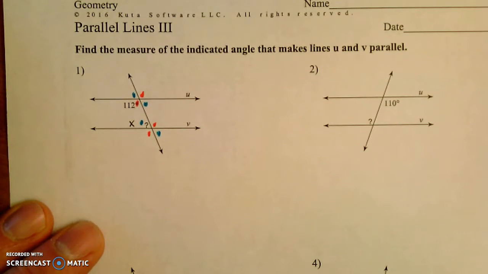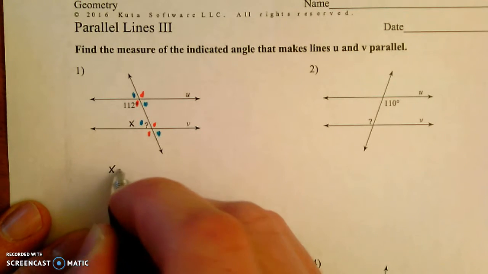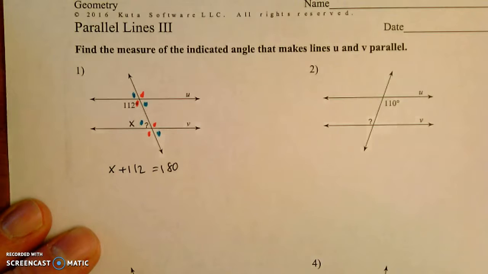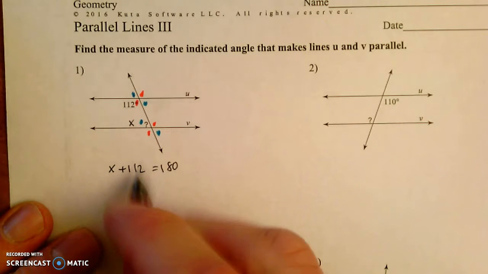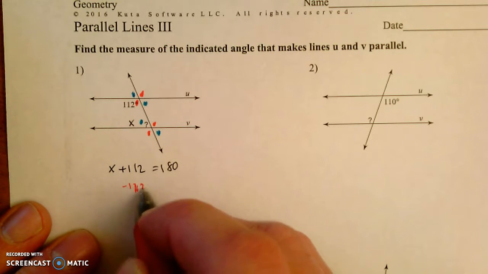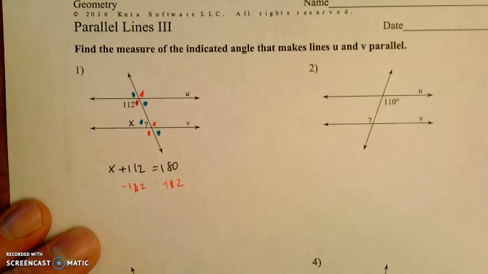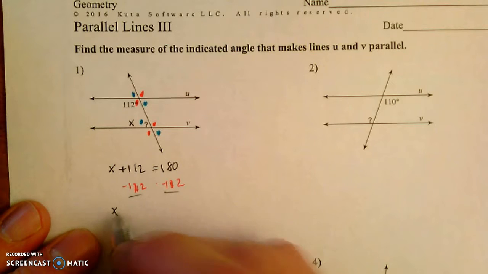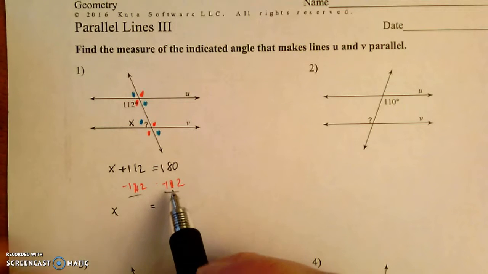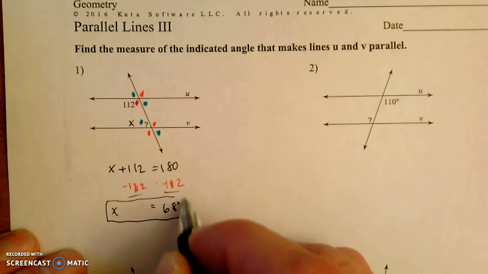But since one's red and one is blue, they have to be supplementary, meaning x plus 112 equals 180. To figure out what x has to be, we'll subtract 112 from both sides. Why do I keep wanting to write 122? So x must equal 180 minus 112, which is 68. So the unknown angle must be 68 degrees.